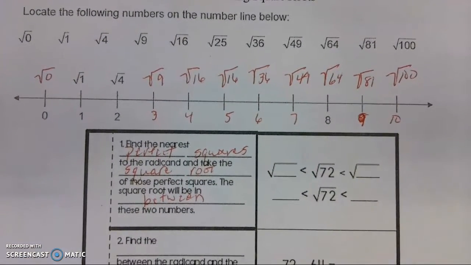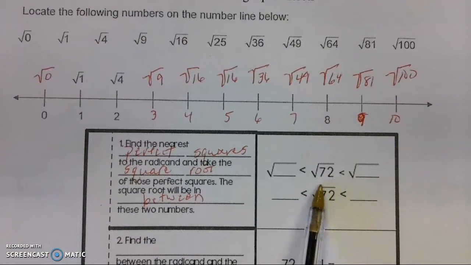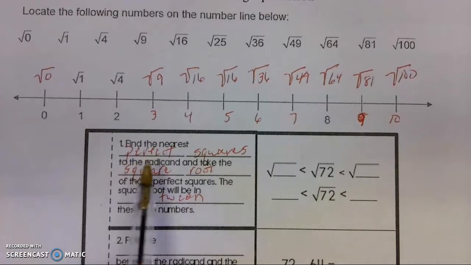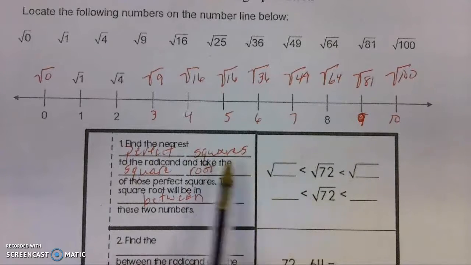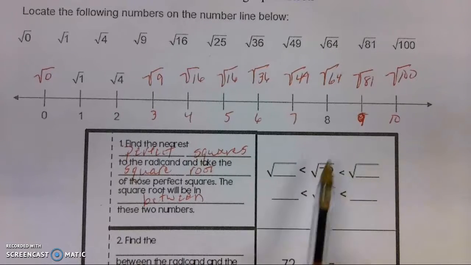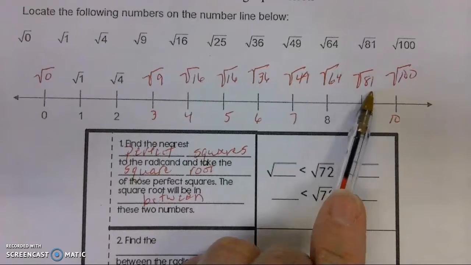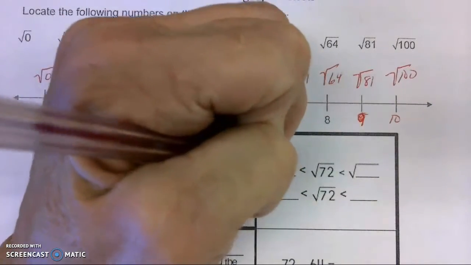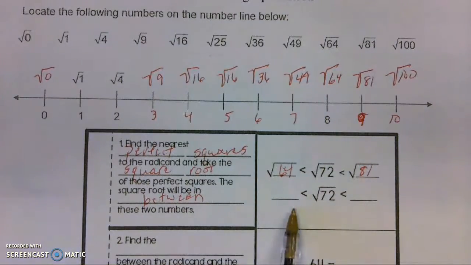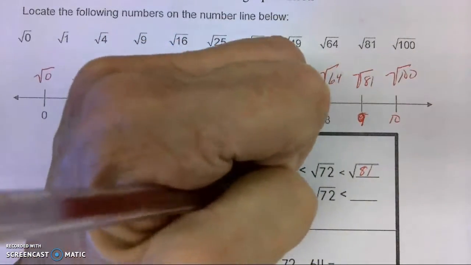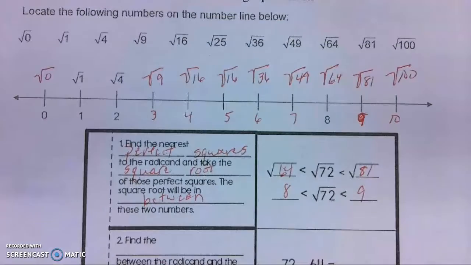Okay, so my first step, I want to find the square root of 72. I need to find the nearest perfect squares. Well, the nearest perfect squares are 64 and 81. The square root of 64 is 8. The square root of 81 is 9. So I know that my square root is going to be between 8 and 9.